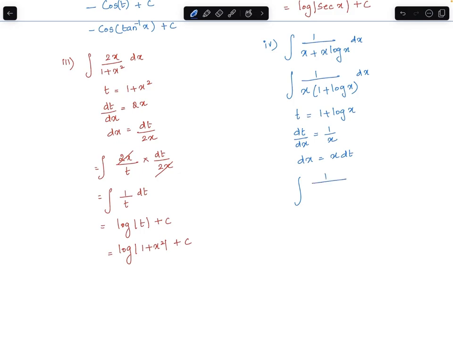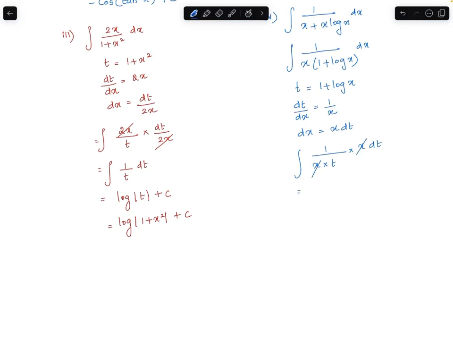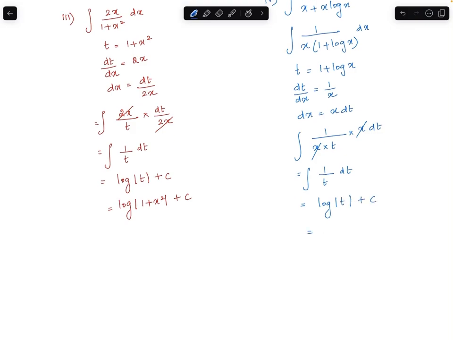Integral 1 upon x times 1 plus log x, which is t, into, in the place of dx, we put x dt. x and x get cancelled. We are left with integral 1 upon t dt. Integration of this is log t plus c. Replacing t, we get log of 1 plus log x plus c.